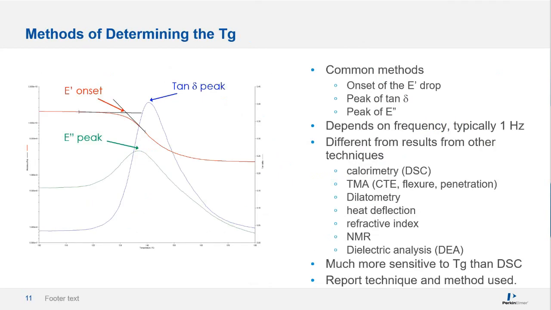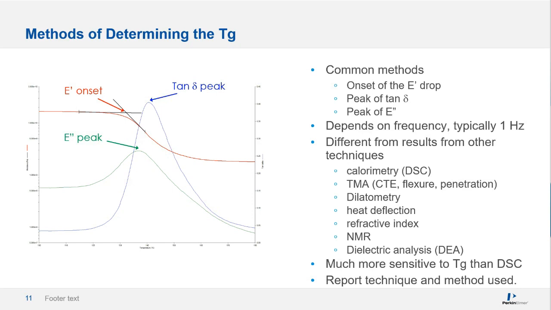The value reported as a Tg varies with industry. The common methods used are the onset of the modulus drop, the peak of the tan delta, and the peak of the loss modulus curve, E double prime. Tg is also a function of frequency. Typically, 1 hertz is used, but there can be any other frequencies.